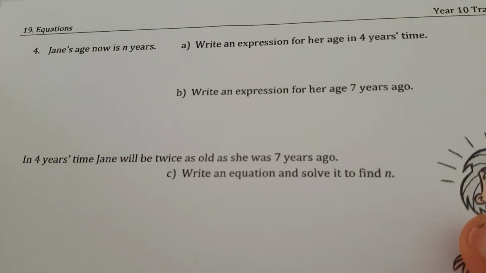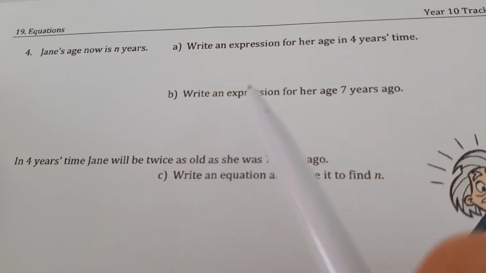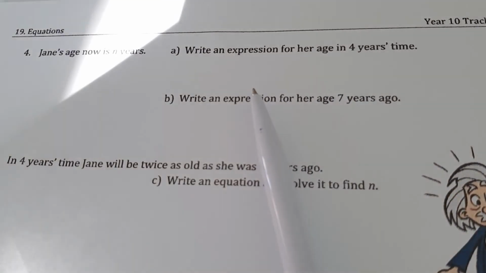You need to try these on your own as well. Jane's age now is n years. Write an expression for her age in 4 years' time. What does it mean in 4 years' time? Okay, the next 4 years. So, if you are now 14, in 4 years' time, how old will you be?